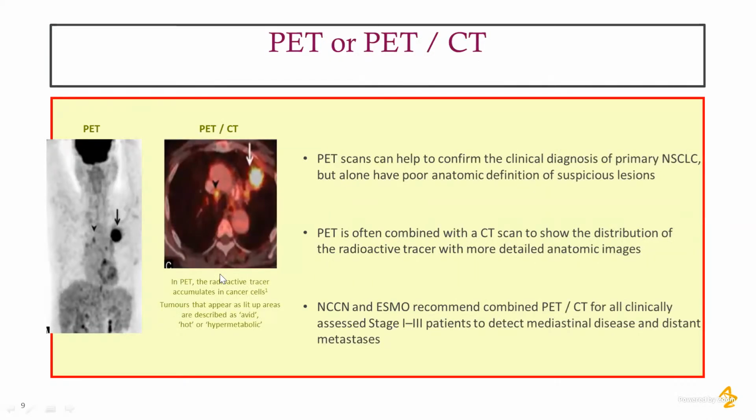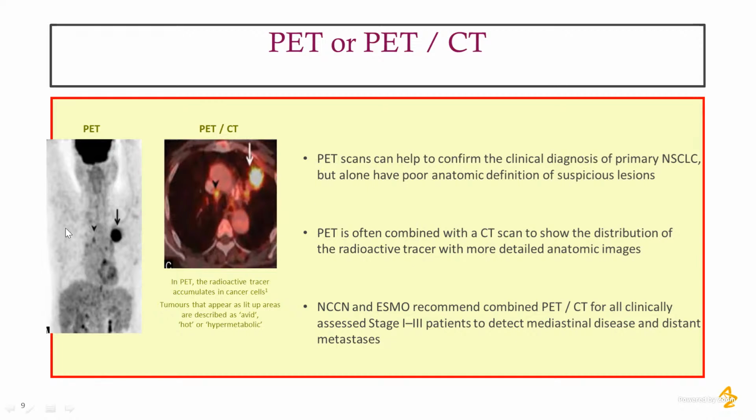Another imaging technique is the PET scan or PET-CT scan. PET scans are not that much of help in non-small cell lung carcinoma because they don't properly tell us about the anatomic definition of the suspicious lesions. So we should always combine PET with the CT scan. So PET-CT is indicated. NCCN and ESMO recommend combined PET-CT for all clinically assessed stage 1 to stage 3 patients to detect mediastinal disease and distant metastasis. But here we have to be cautious. If mediastinal disease is detected on PET-CT, we further need a tissue diagnosis to confirm whether it is really involved by the disease or not.